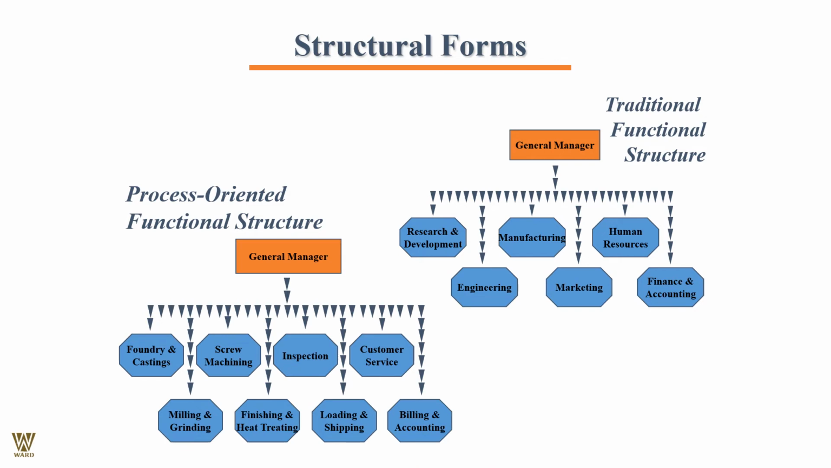Let me give you the structural forms in the two slides that I've mentioned. One is the traditional form. We have a general manager, the R&D, the manufacturing, the HR, the engineering, the marketing. It's one, and then we have so many things that come around it. And this can again have the chief engineer, then the assistant engineer, the deputy engineer, or we can have something like the general manager's operation, right? General manager engineering. What happens is it is process oriented. Somebody is looking at foundry, somebody at milling and grinding, screw machining, finishing and heat treatment, inspection, loading and shipment, customer services, billing and accounting. So what it has been doing is it's part of the engineering department.